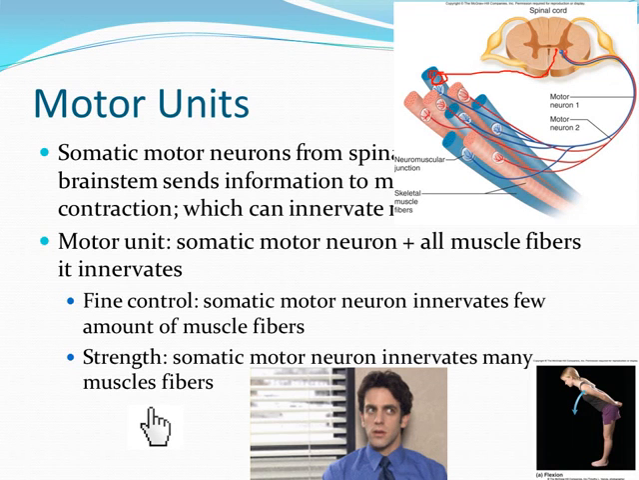Versus something that has more strength involved, that means one neuron is innervating many muscle fibers. That way it tends to have less control, but it has more strength. Because when you tell that one motor neuron to contract, it's going to contract many muscle fibers at once. And that's going to increase the amount of strength, but less control. Does that make sense?